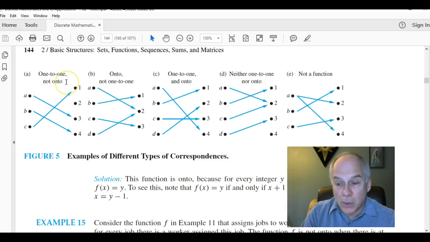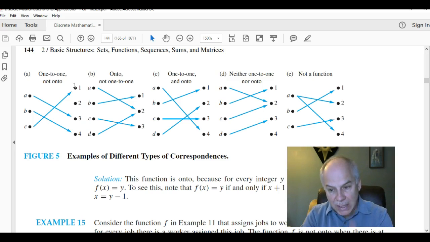Okay, so looking at page 144 at some mapping diagrams, you see in figure 5, diagram A, that A maps to 3, B maps to 4, C maps to 1. So it's 1-to-1 in the sense that for each domain element, there's just one range element or codomain element, and vice versa. But it's not onto. It's not surjective, because notice the number 2 is not used up.